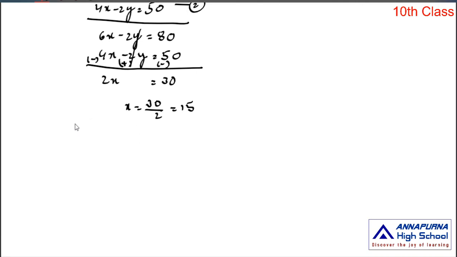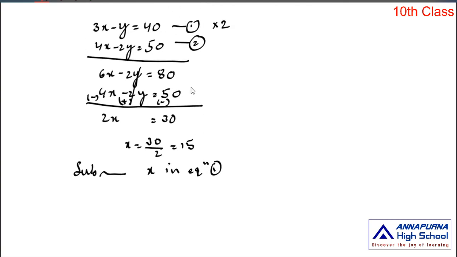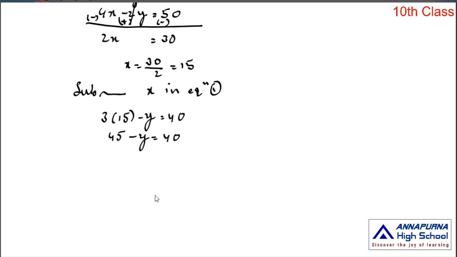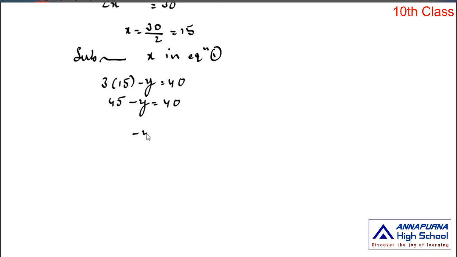Now substitute x in equation 1. Here what is equation 1? 3x minus y is equal to 40. So 3x means 3 into 15 minus y is equal to 40. 3 into 15 means 45 minus y is equal to 40. So minus y is equal to 40 minus 45, minus y is equal to minus 5, y is equal to 5.